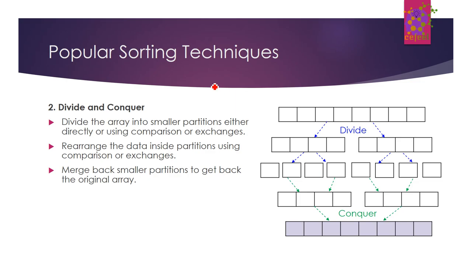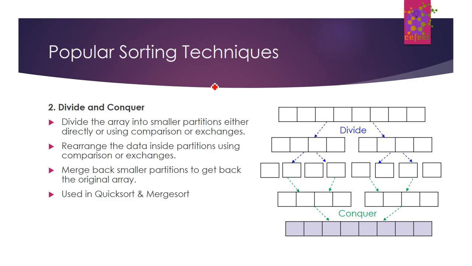So the division of the array is normally called the divide phase, and the merging of the smaller parts is called the conquer phase. And in fact, different algorithms do different sorts of stuff in the divide and conquer strategy. This kind of strategy is used by quick sort and merge sort.